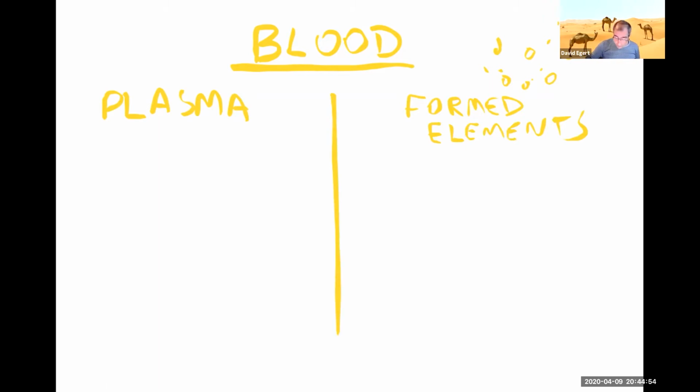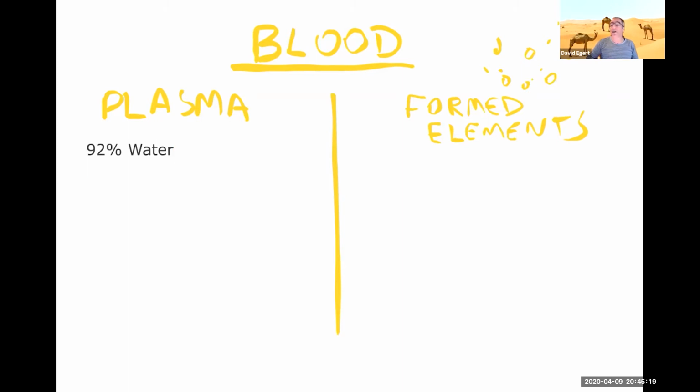And we are going to briefly look at both of these. So plasma, what is the majority? Plasma is mainly what? Proteins? Water. It's mainly water.